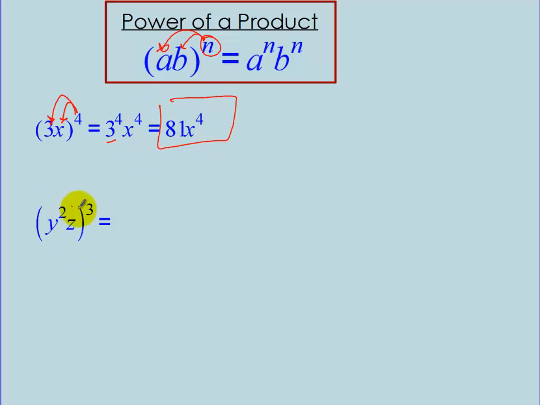This other example, this is y squared times z to the 1 power, all to the 3rd power. So I'm going to distribute that 3 to both the y and the z. So I get y to the 2 times 3, or y to the 6th power, and z to the 1 times 3, or z to the 3rd power.